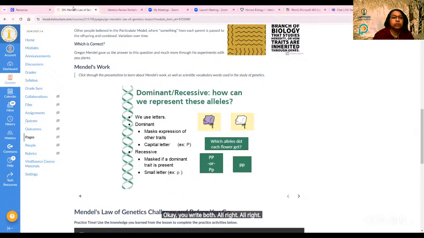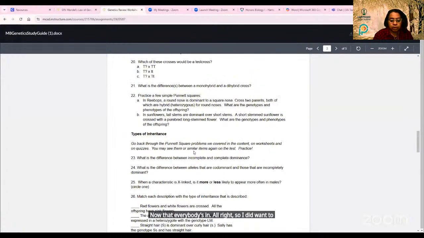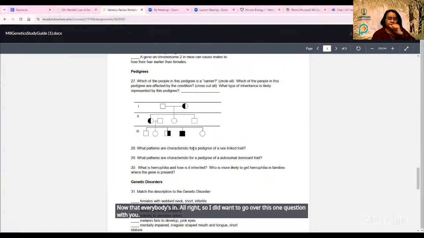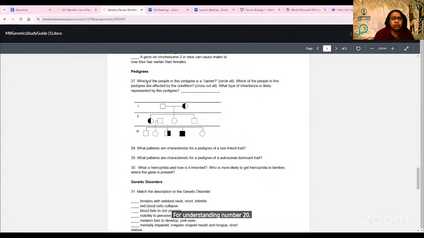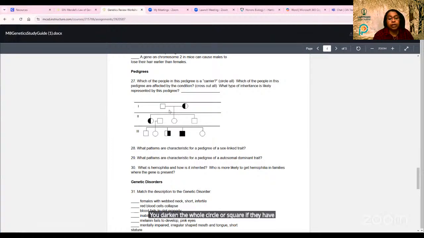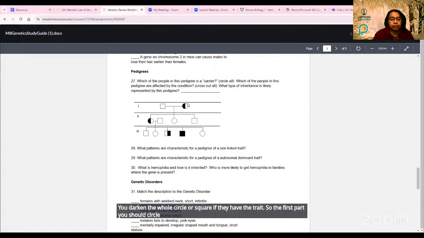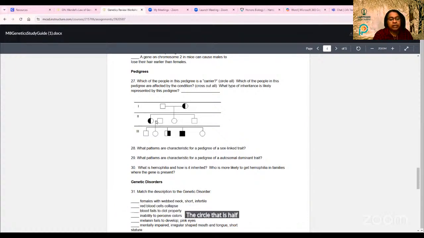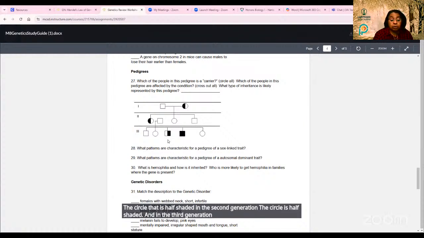All right, so back to the worksheet. Now that everybody's in, I did want to go over this one question with you, for understanding number 27. It says, which of the people in the pedigree are a carrier? One of the rules for doing pedigree is that you shade half of the circle or square if they are a carrier. You darken the whole circle or square if they have the trait. So the first part, you should circle the circle at the top in the first generation, the circle that is half shaded. In the second generation, the circle is half shaded. And in the third generation, the male who is half shaded.